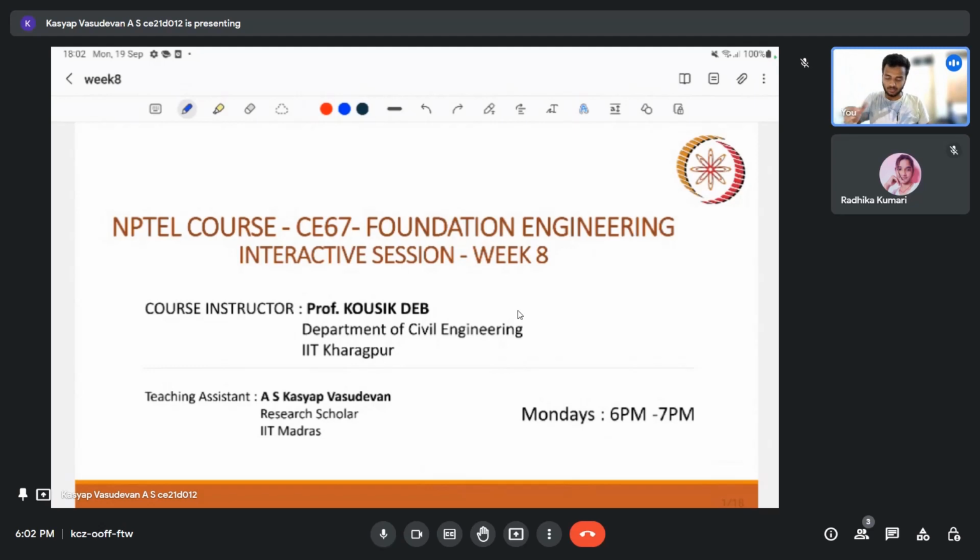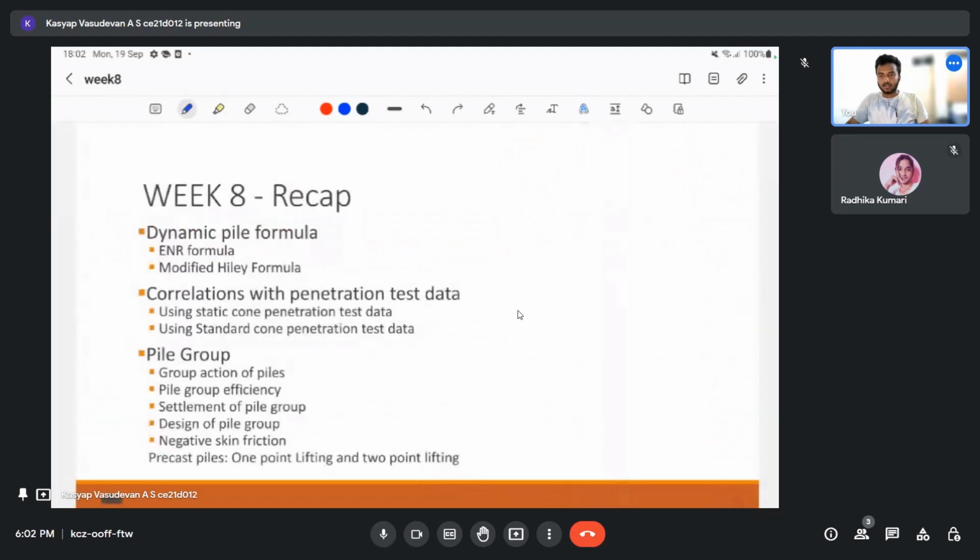So as usual, let us start with the recap of the last week, week 8. In week 8, our instructor discussed a lot of things, one of them being the dynamic formula for pile. The basic idea is that we are trying to judge the pile capacity by comparing the energy applied and the work done, by checking how much energy we are applying on the pile while driving it. So obviously this is specific to driven piles.